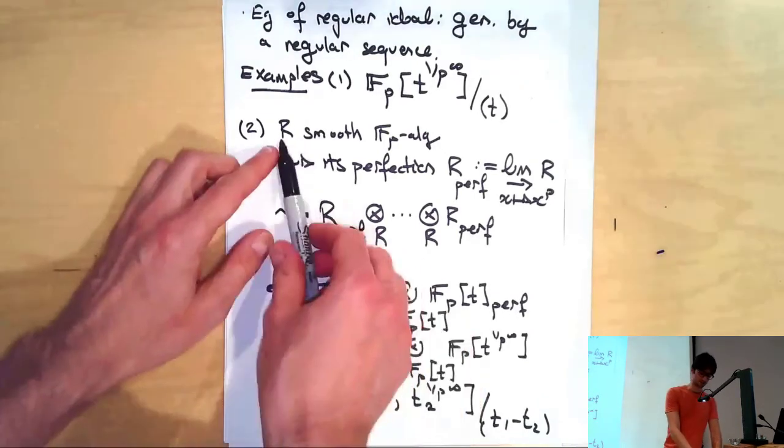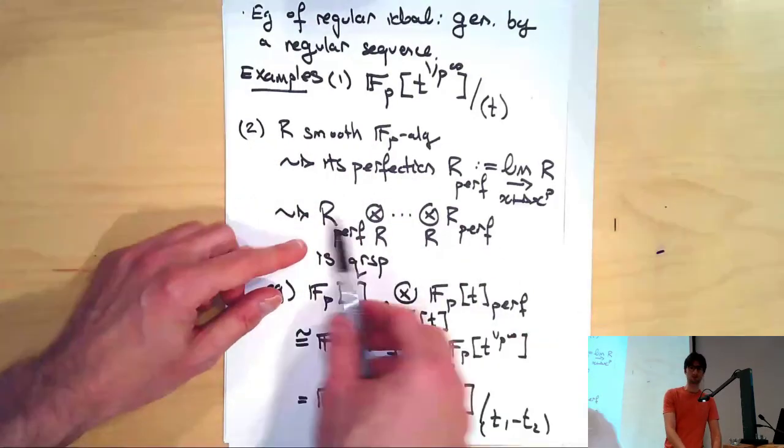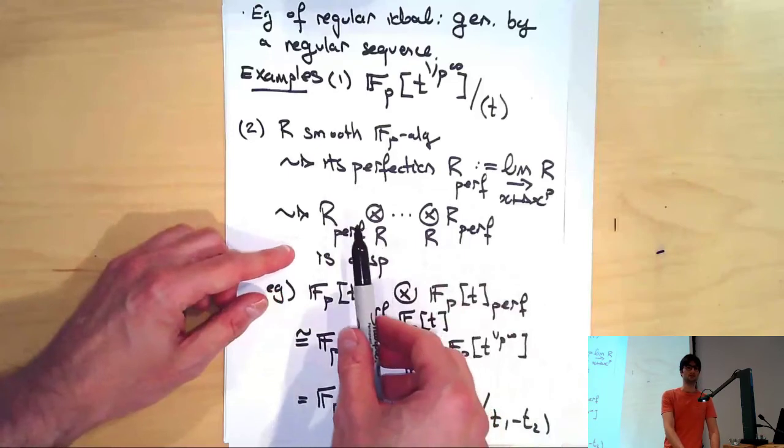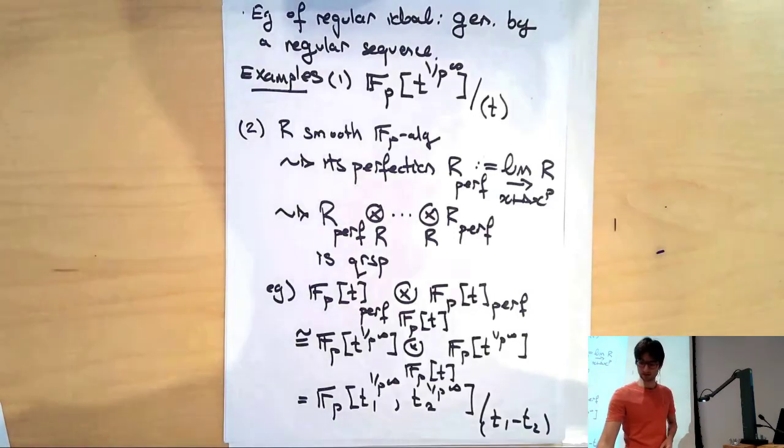So we see that starting with a smooth F_p algebra, that's what we want to study, we can build, using this sort of tensor power construction, lots and lots of quasi-regular semi-perfect rings, which I'm telling you will turn out to be homologically simple and easy to analyze.